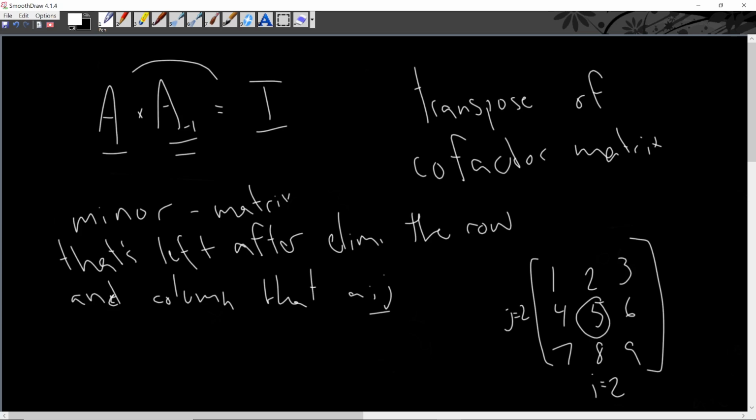I is number of rows. Wait, does that make sense? No. I should be on this side, and j should be on this side, right? Yeah, no, I'm losing it. I equals 2, j equals 2.